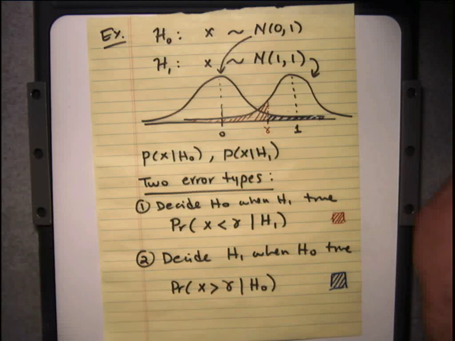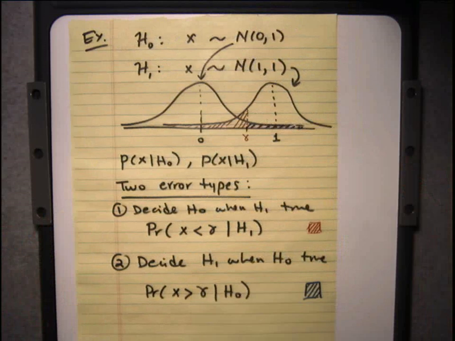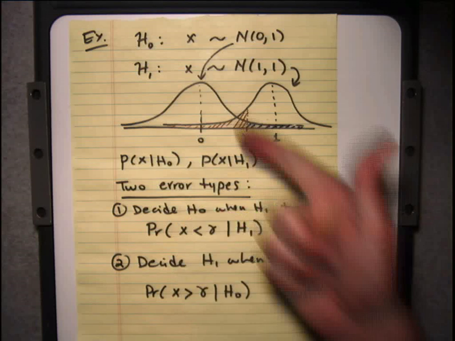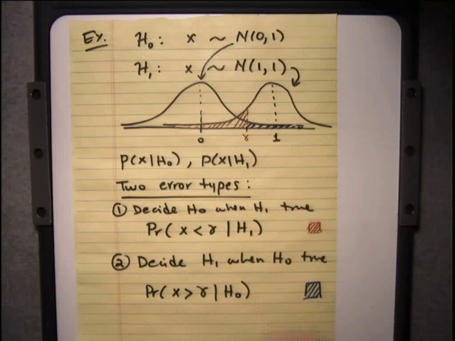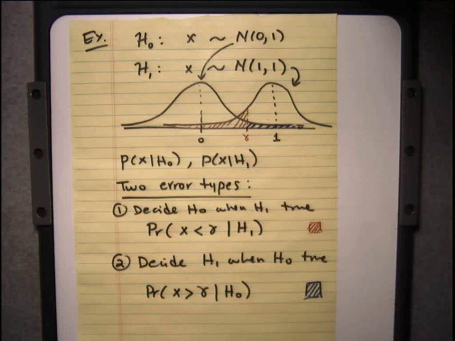What you observe is that depending on how you choose your gamma, you trade off these two types of errors. In other words, you can never make them both 0. You can never, ever make a perfect decision. Because if you move this gamma to the right, the red area, which is the error 1, would get bigger. The other one gets smaller. If you move gamma to the left, the opposite happens. Right?